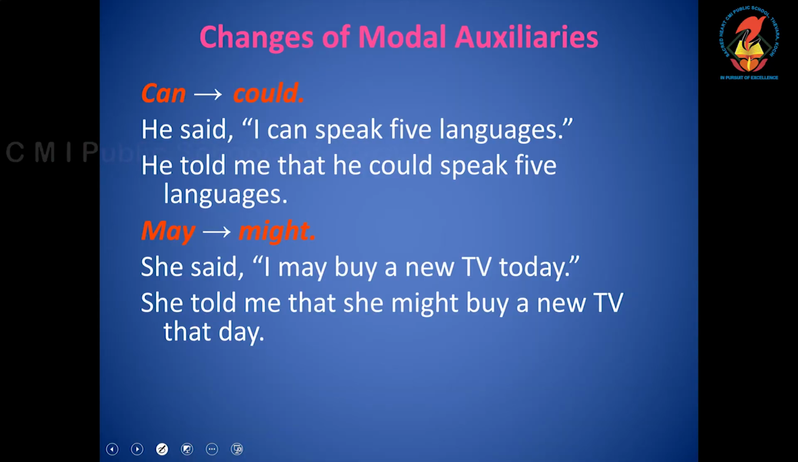He said, I can speak 5 languages. Okay. So when you change it, we know that the modal auxiliary can is written. So when you change it, you have to write it as, he told me that he could speak. See, I should be changed into he because the subject of the reporting verb is male gender. So he should be written here. Can should be changed into could. He could speak 5 languages. Okay.